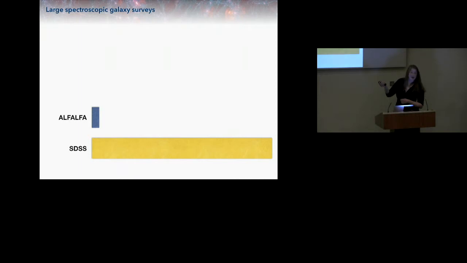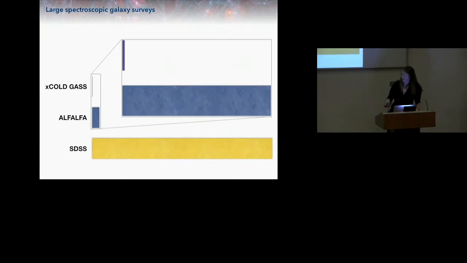So this is about 30,000 galaxies compared to 1 million galaxies. And now if you put xCOLD GASS, this molecular gas survey I'm going to talk to you about later. Now I'm just going to zoom in on this. This is the last 10 years of my career, so just so it doesn't look too insignificant, we'll make sure it actually appears on this. So this is 500 galaxies. This is state of the art. This is the largest comprehensive sample we have for molecular gas in nearby galaxies.